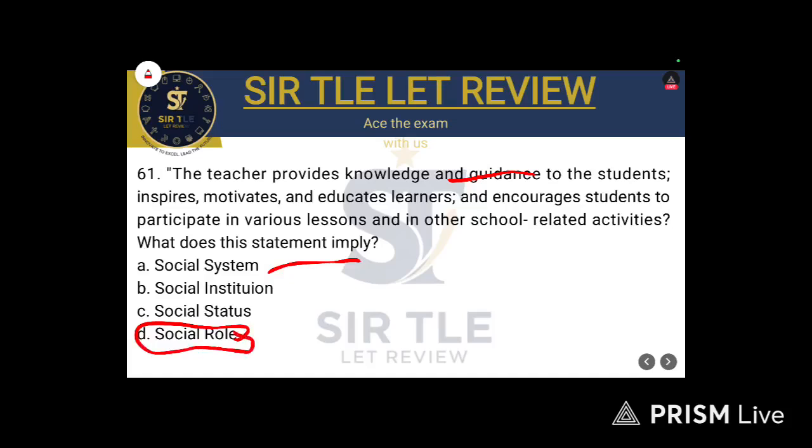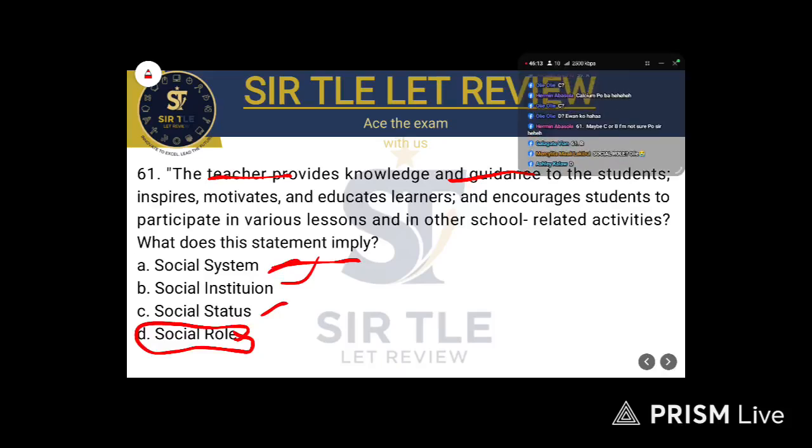Social role. The status, yung teacher. System, sa education. Institution, public school. Or sa DepEd, Education Department. Okay? Role, provide ng knowledge and guidance sa mga students. The answer here is letter D. Social role. Okay ba tayo dyan?